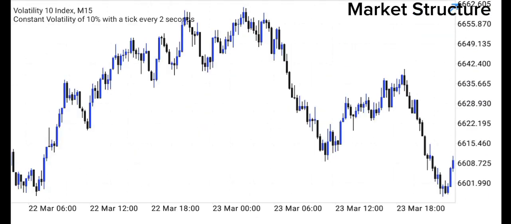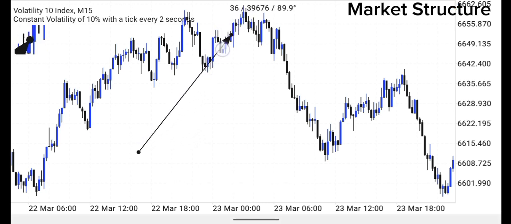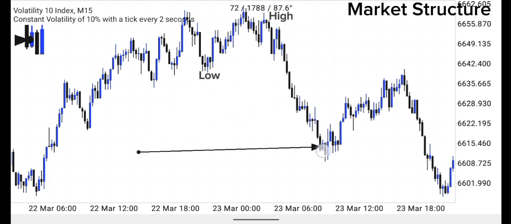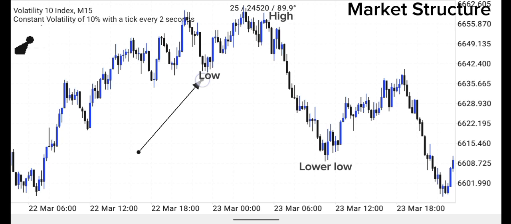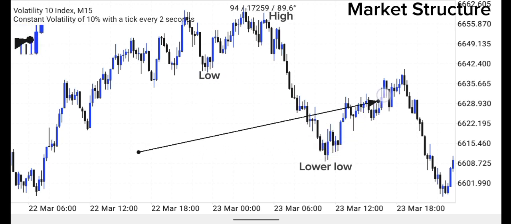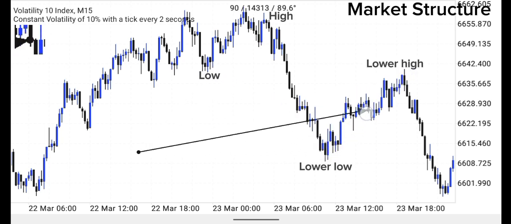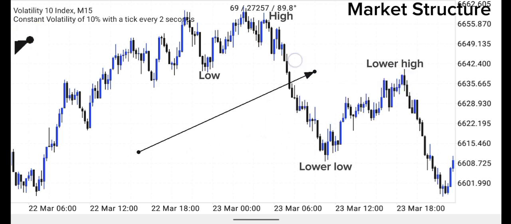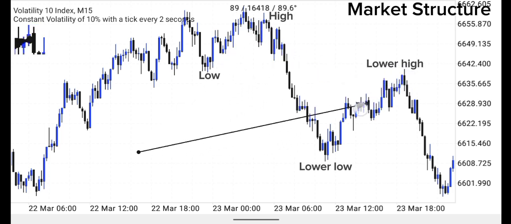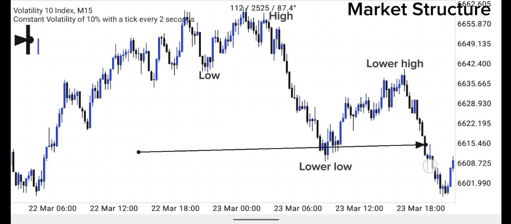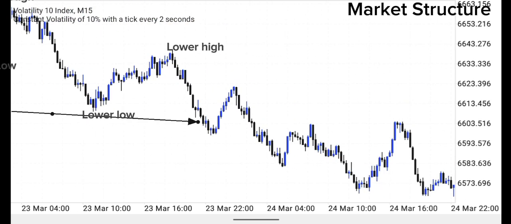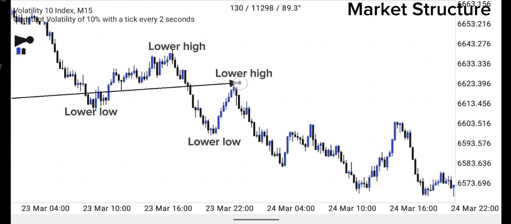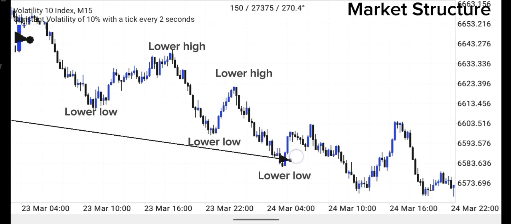Alright, guys, so here is the example of a downtrend market on the real chart. Starting from this point, you can see we have low and we have high. Then we have lower low. This low is lower than this previous low. We have lower low and we have lower high. It is a high, but it is lower than this previous high. That is why it is a lower high. And we have another lower low. We have lower low here and lower high. Another lower low and lower high.